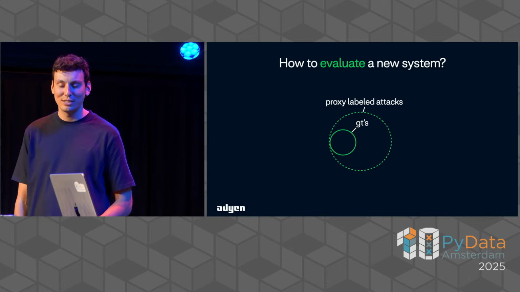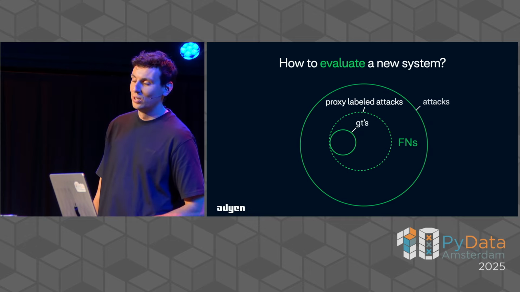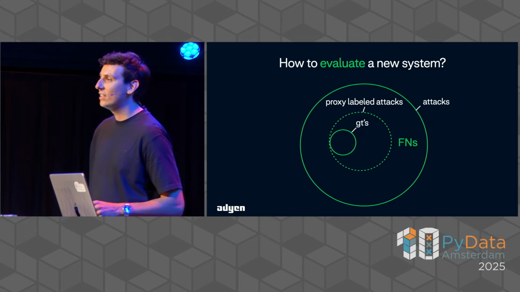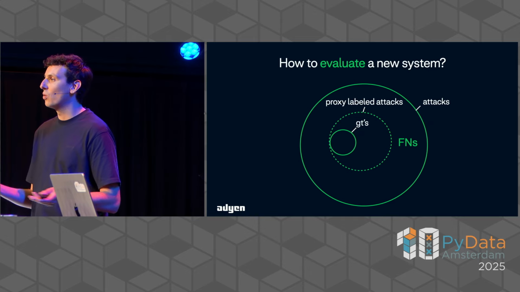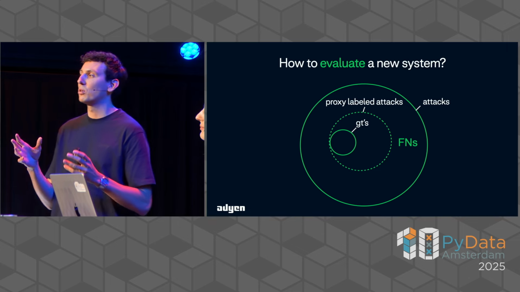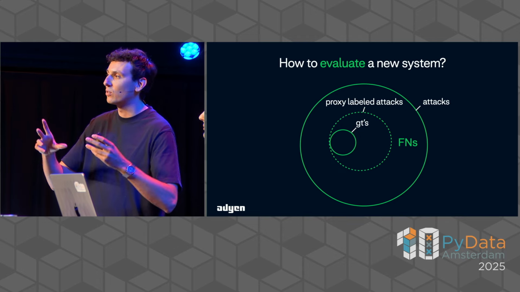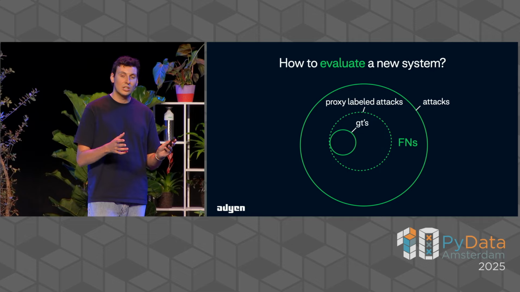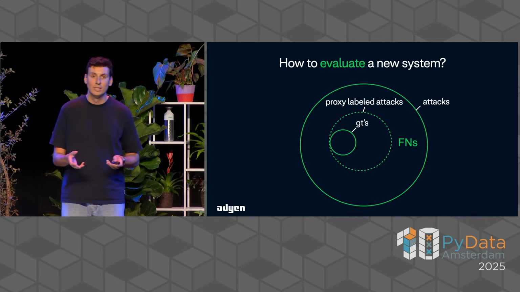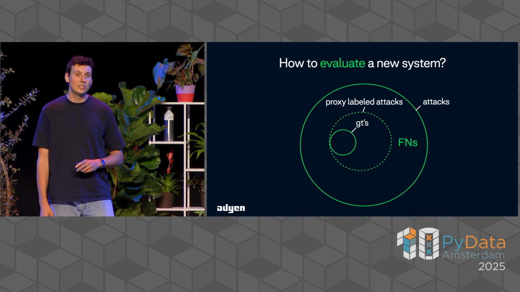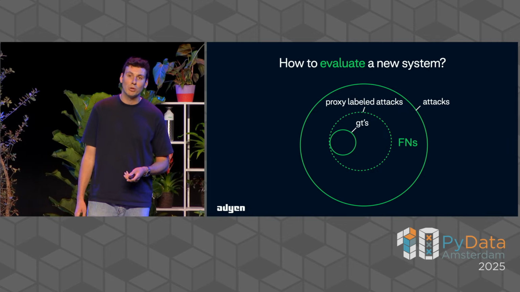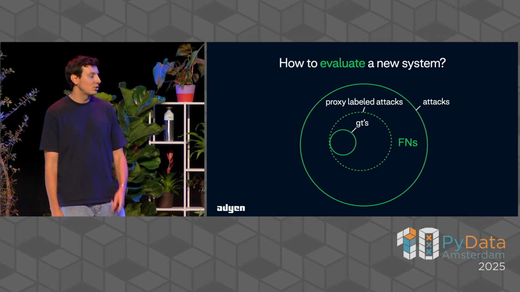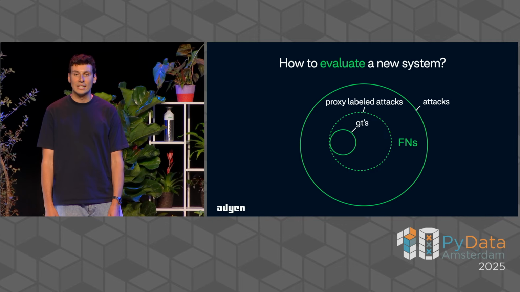No, we're still missing something else. We don't have any visibility about all of the attacks that happen on our platform. Our proxy labeling system only labels a subset of all of the attacks that happen. So these are the false negatives of our system. And these are the most difficult cases to extract from your new proxy labeling system, because you do not have any visibility of these cases.